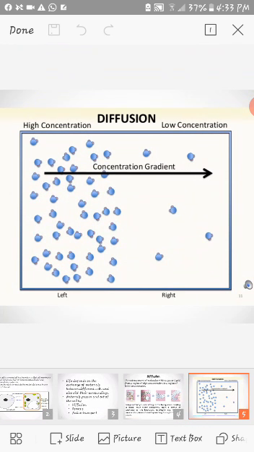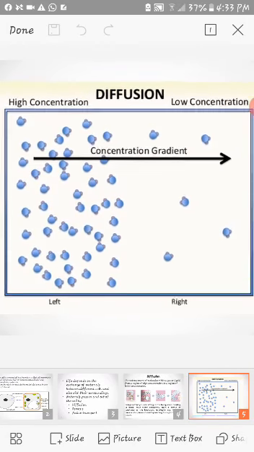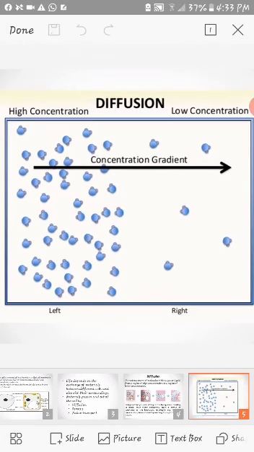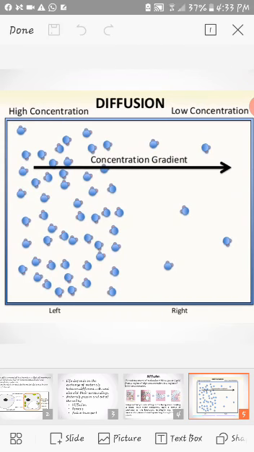They keep on striking and keep on spreading until they are evenly spread out. Then the time will come when there will be no concentration gradient, and there will be no high or low concentration. Rather, these particles will be evenly spread out throughout the place, and there will be no concentration gradient at that time, right?